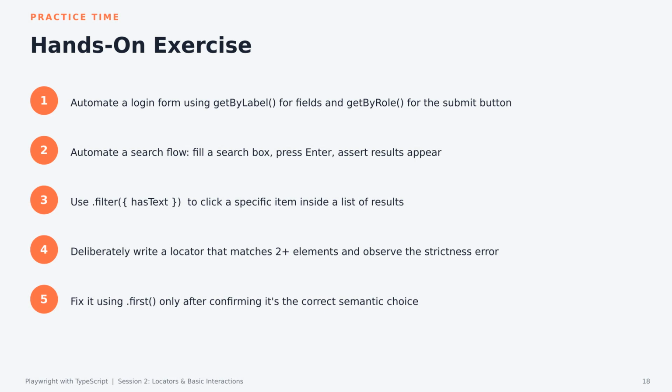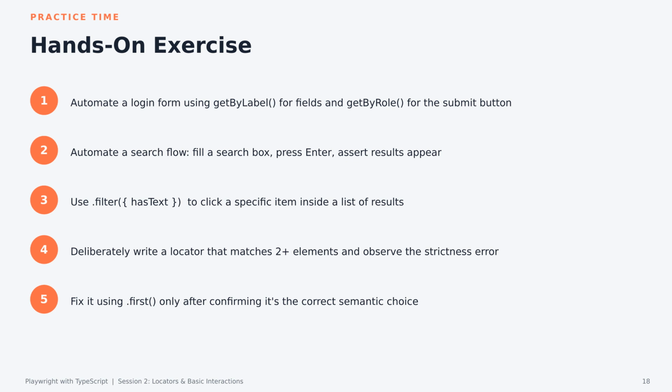Actually stop and figure out why there's more than one match, because that's often revealing a real problem. Your turn. 5 things to work through. 1. Automate a login form using getByLabel for the fields and getByRole for the submit button. 2. Automate a search flow. Fill in a search box, press enter, and assert that results actually appear. 3. Use .filter with hasText to click one specific item inside a list of search results.